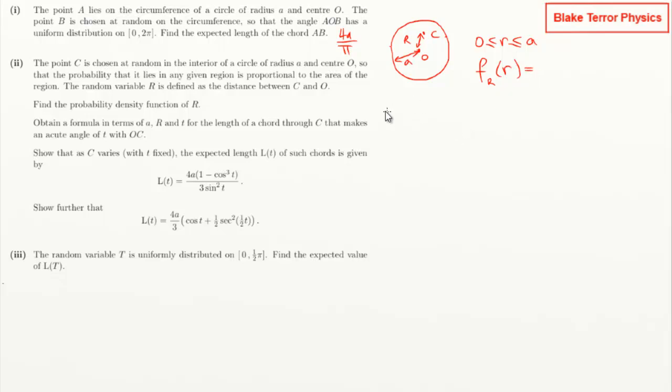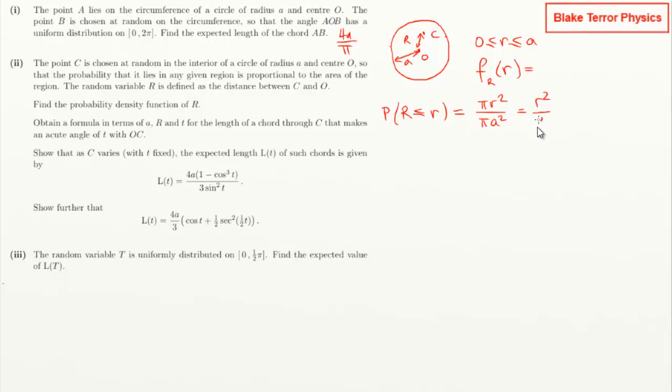So what is the probability that our position C at radius capital R is inside our little r radius, as we're varying that from 0 to A? And they told us that it's proportional to the area of the region. So if we've got a region which is extended out to little r, we've got pi little r squared over the total area, which is pi a squared.